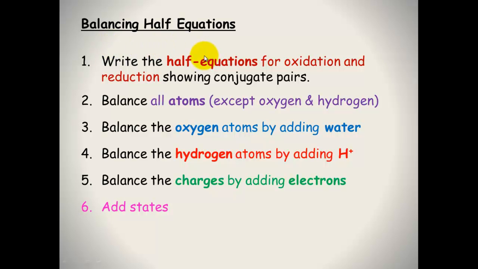So the first thing we're doing is writing the half equations for those conjugate pairs, then we're balancing all the atoms, then we balance oxygen by adding water, balance hydrogen atoms by adding hydrogen ions, and then we balance the charges by adding electrons. I'm going to run through this step by step with an example, and it'll make much more sense in a minute.